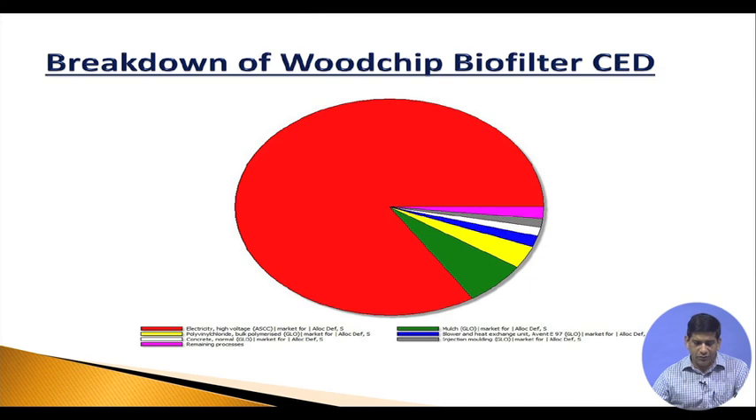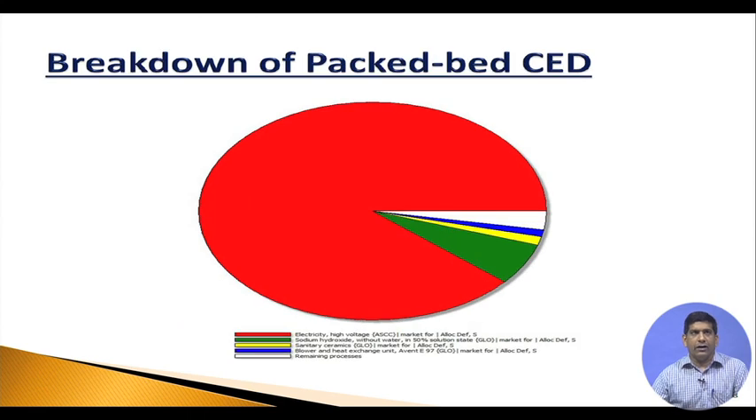Same thing with the wood chips too. Electricity is the most dominating in terms of cumulative energy demand. In the breakdown of the packed bed, again the electricity usage is the number one impact.